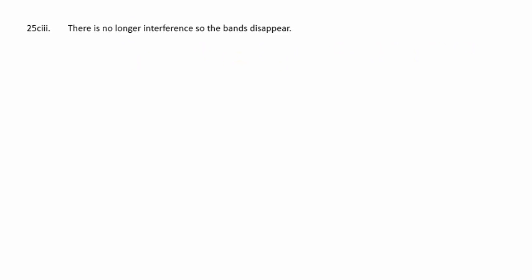In part 3, we're told to state the effect on the pattern of light seen on the screen when one of the slits is blocked. Well, there would no longer be interference, so the bands would disappear.